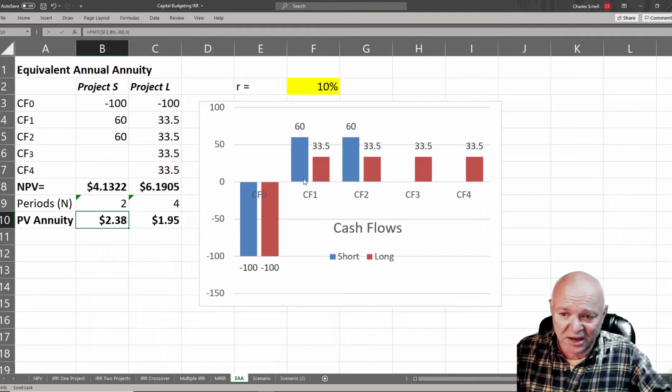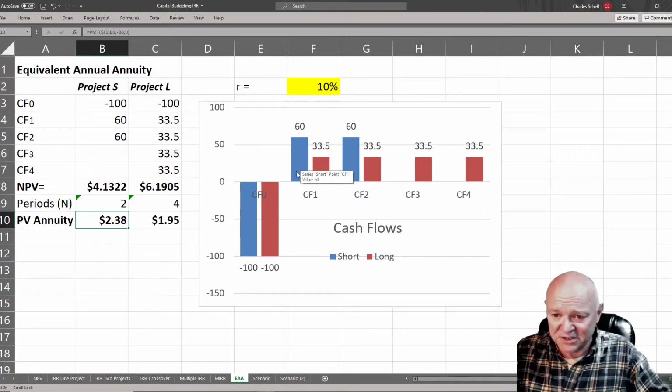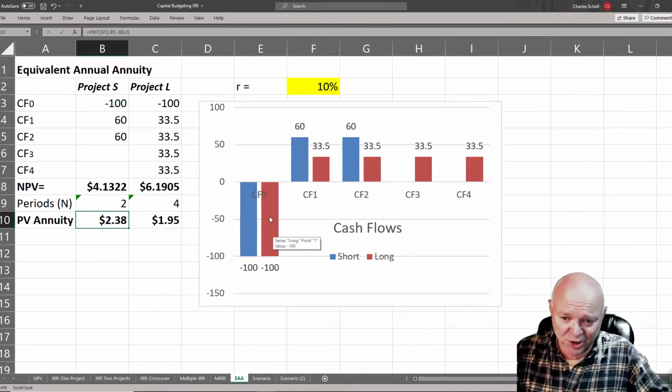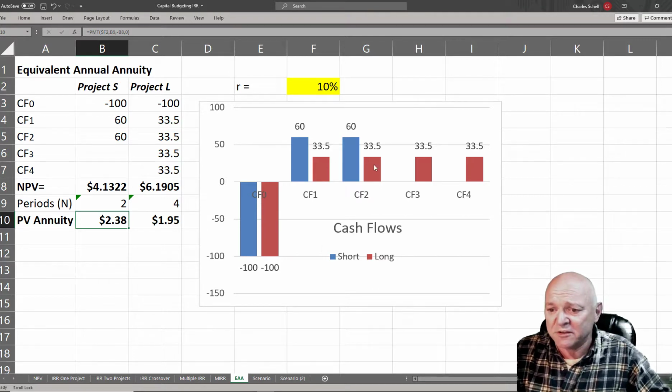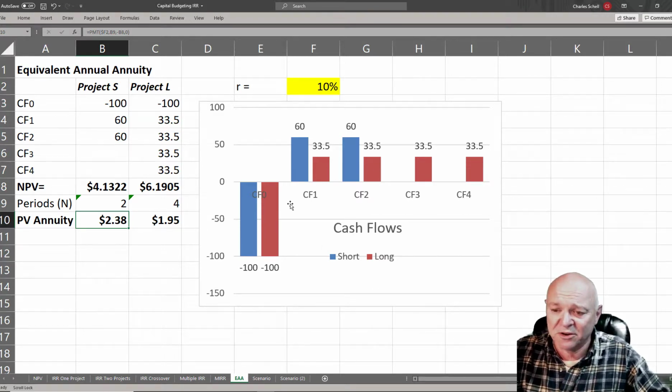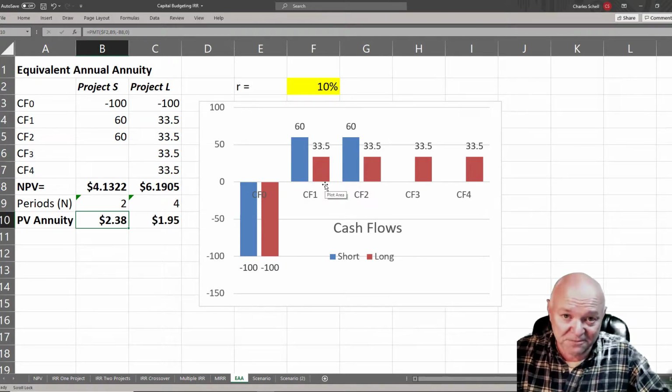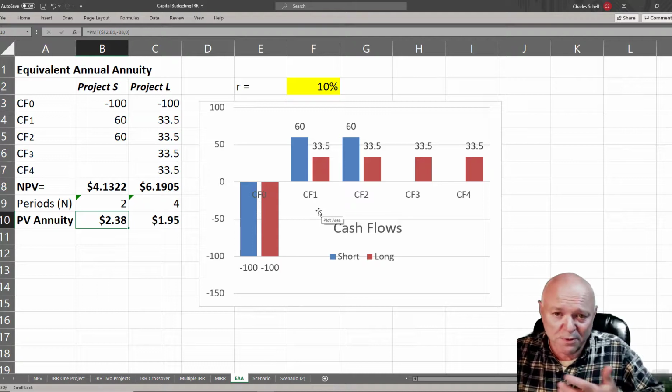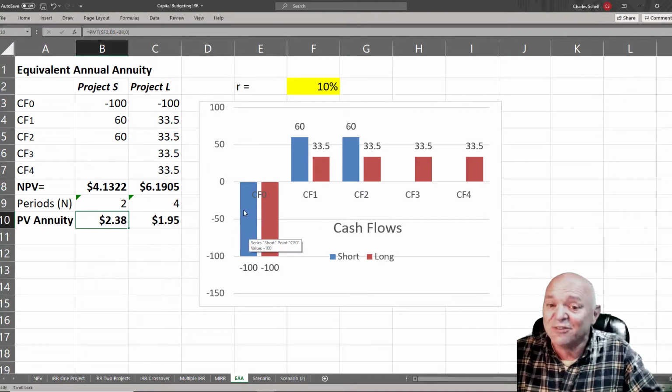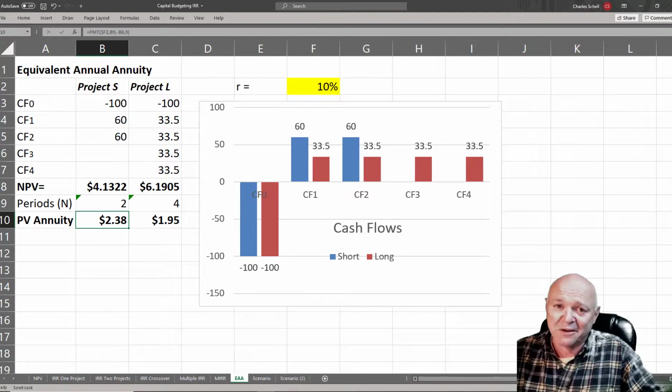And here you can see what the cash flow chart looks like. I make my investment. If I've invested in Project S, I get 60 and 60. If I invest in Project L, 100,000 investment gives me 4 returns of 33,500. What do I do after year 2? Well, I can reinvest in the project and repeat the cycle all over again. So even though I get the higher present value from Project L, I would be better off doing Project S twice. That's the kind of decision that we have to make all the time.